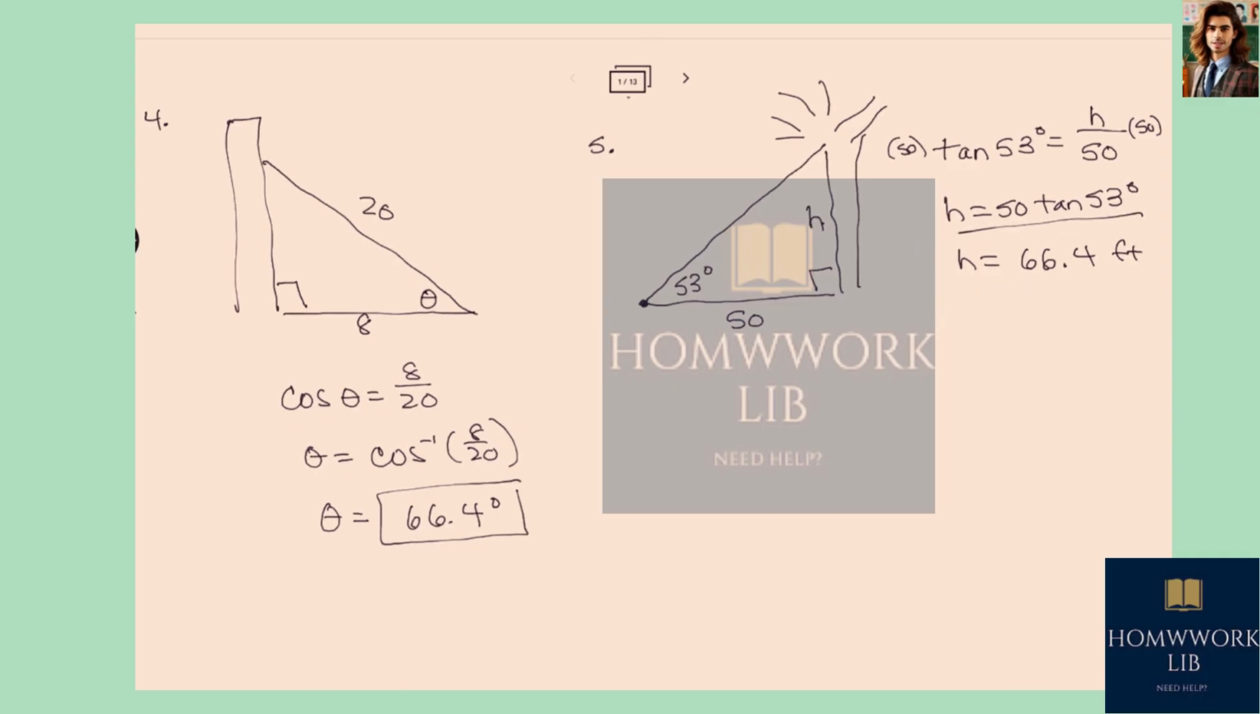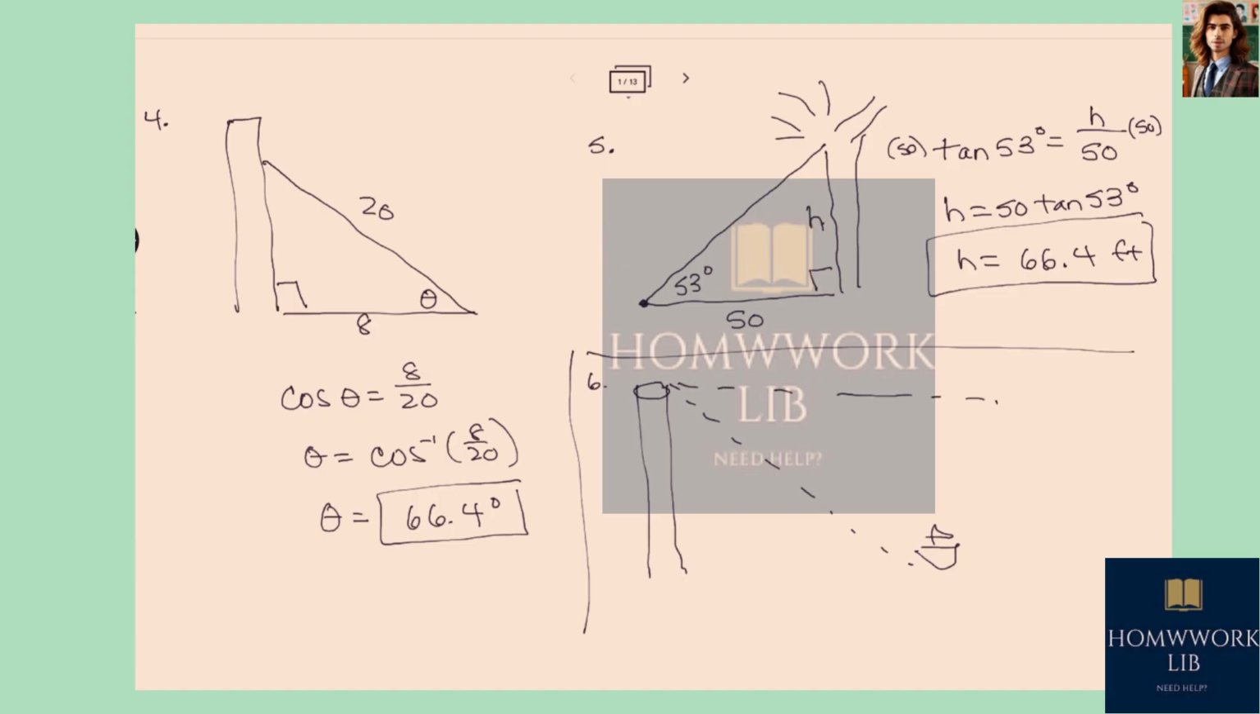Okay, I can squeeze one more in here. So number 6 says from the top of a lighthouse, the angle of depression to a boat. Okay, so I have a boat, and the angle of depression is 27 degrees. The lighthouse is 210 feet tall. I want the distance from the boat to the foot of the lighthouse.